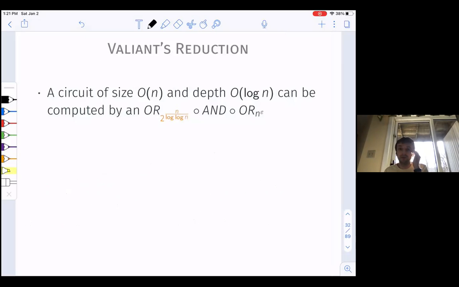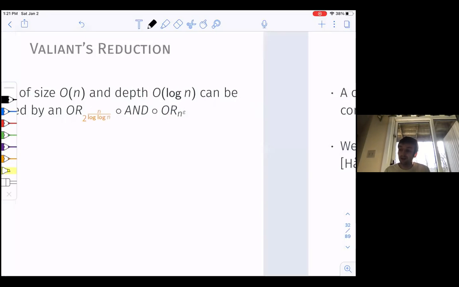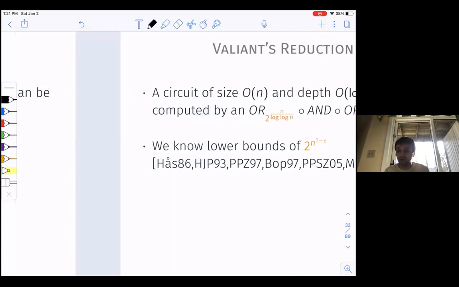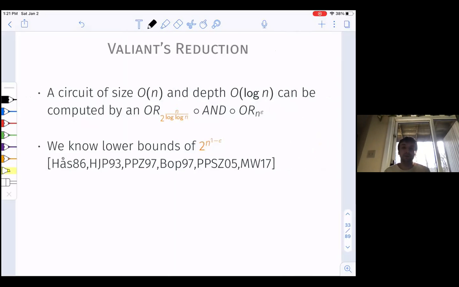So let me put it in context. We want to prove a lower bound of 2 to the n over log n for depth 3 circuits, and this would lead to a superlinear lower bound for log depth circuits. The best we can currently prove is slightly smaller than 2 to the n over log n, but we know really many ways of proving a lower bound of 2 to the n to the 1 minus epsilon, so hopefully one day we'll improve it.